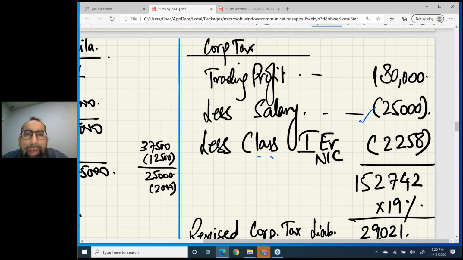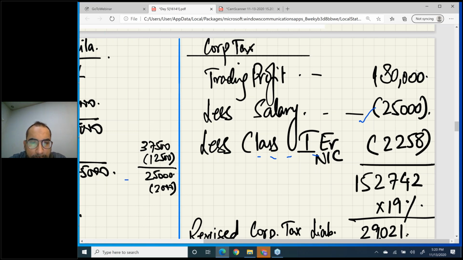Now I'm going to invite all of you to calculate class 1 employer NIC. Come on, use your calculator. What is the salary? 25,000 is the salary. Do it. 25,000 minus 8632. I think the first band is 8632. First band is nil, and the excess is 13.8%. Do it.